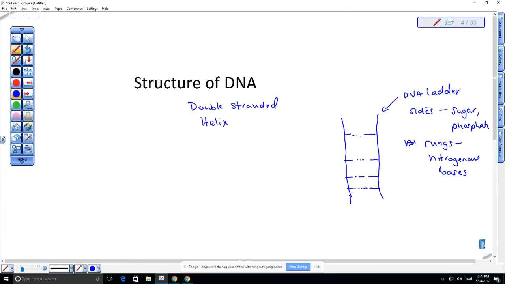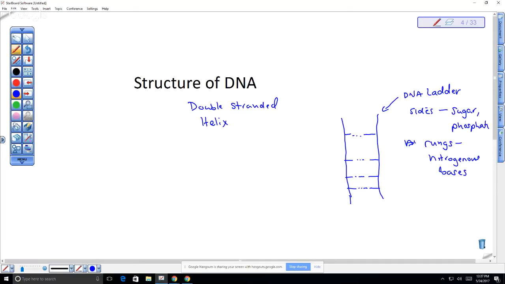What do the little dots represent? What kind of bond? Hydrogen, right? And it's weak. And so when the DNA makes a copy of itself, it actually comes apart and becomes single-stranded, because that's a weak bond, so the DNA can actually come apart.